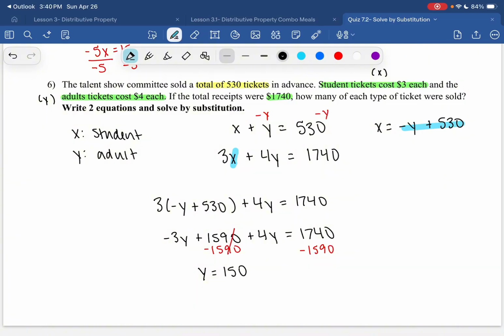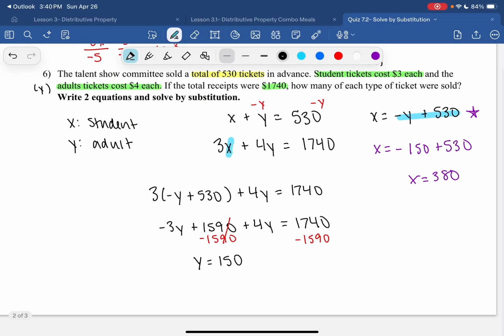150. Okay. I'm going to take that value and plug it in to this equation here. So now I'm going to have x equals negative, my value for y was 150, plus 530. Well, I know you could just do 530 minus 150, which gives you 380.